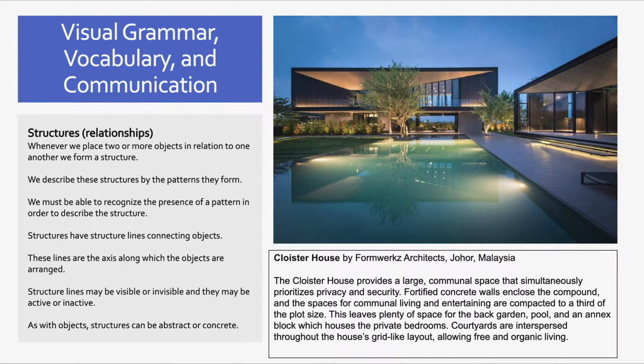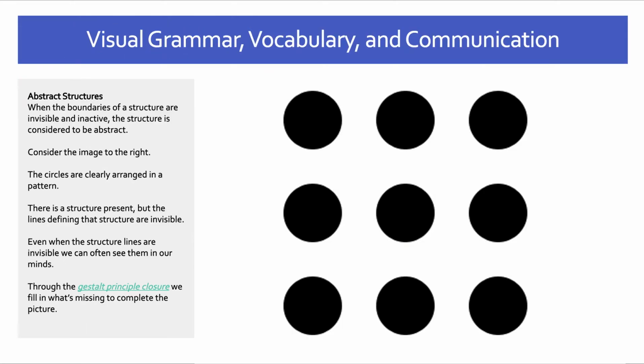And here is a beautiful example of a residence that works a lot with line. Some of the lines are visible. Some of the lines are invisible. Some of them are abstract and some of them are concrete. And let's look at some more examples here, and talk about what we mean by all those terms.